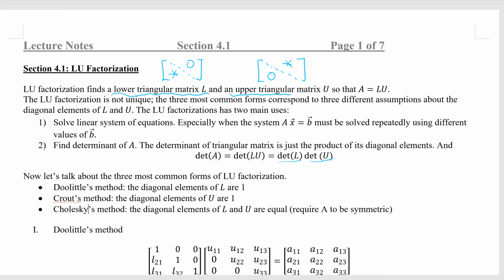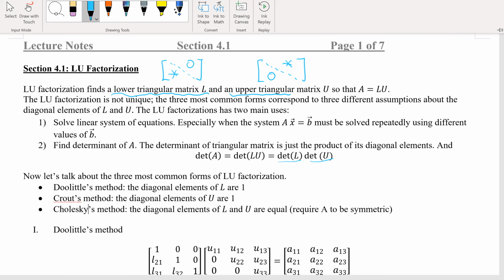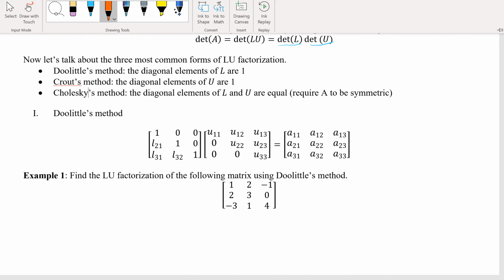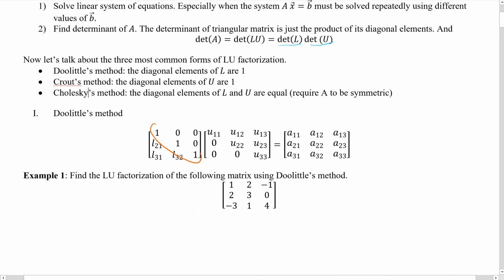Okay, so let's look at the following methods. First one, Doolittle's method. So in Doolittle's method, we assume that the diagonal elements of L are 1. Okay, so A equals L times U. So let's look at this example 1. We find the LU factorization of the following matrix using Doolittle's method.